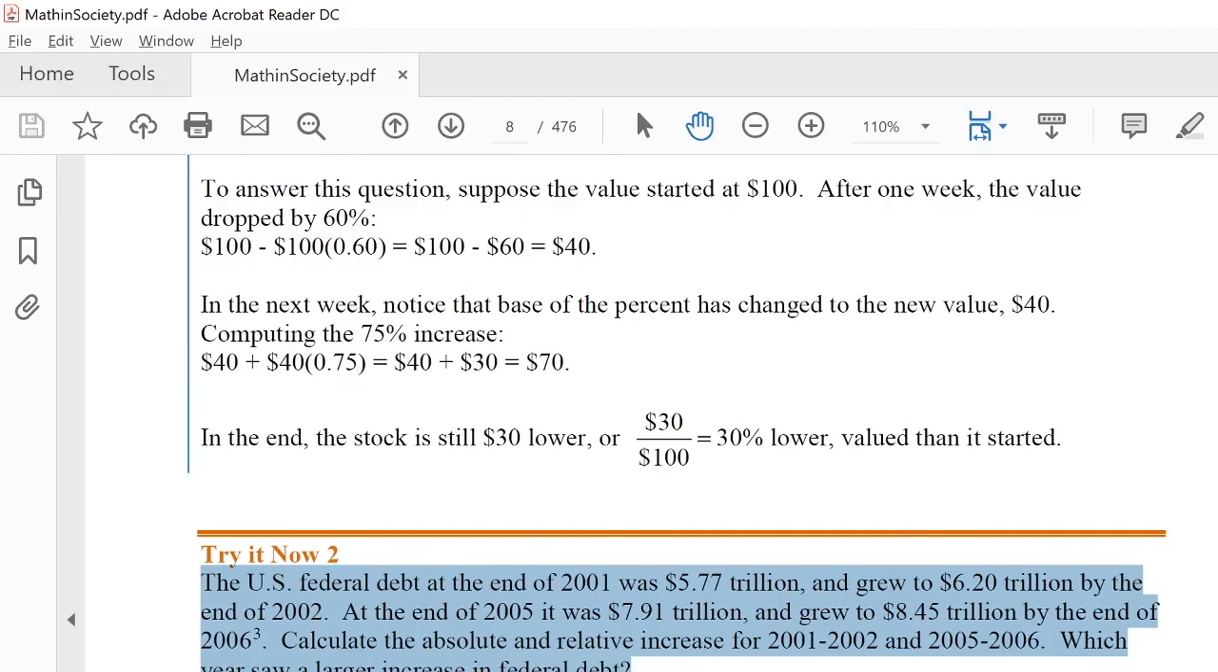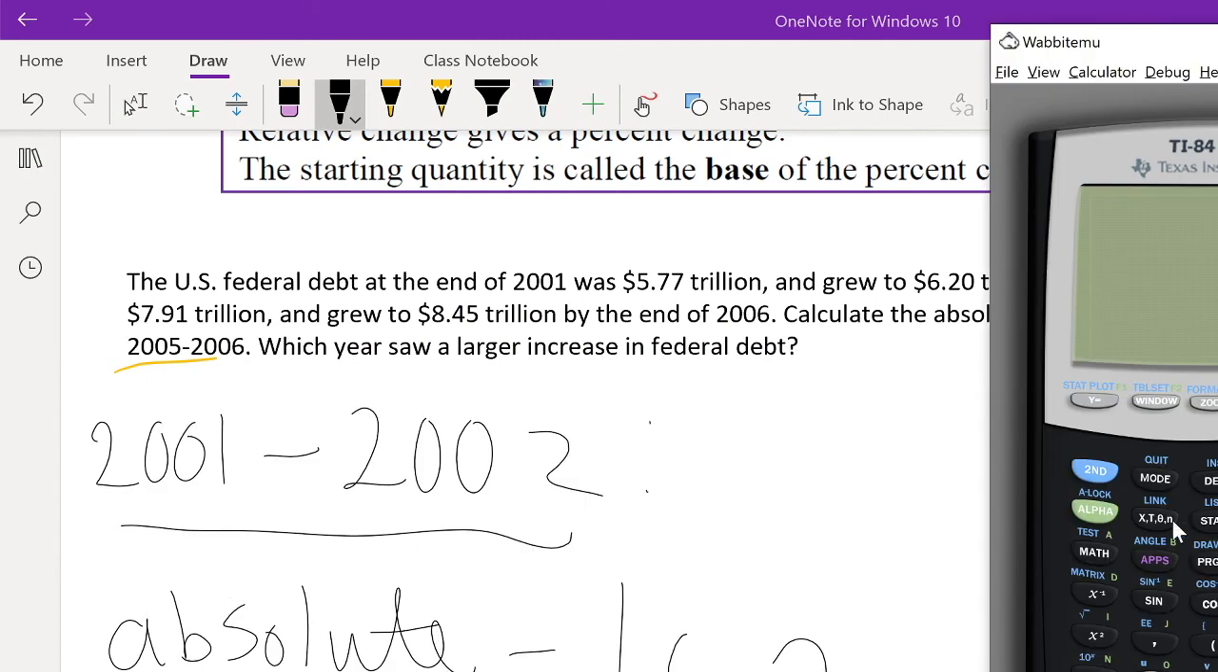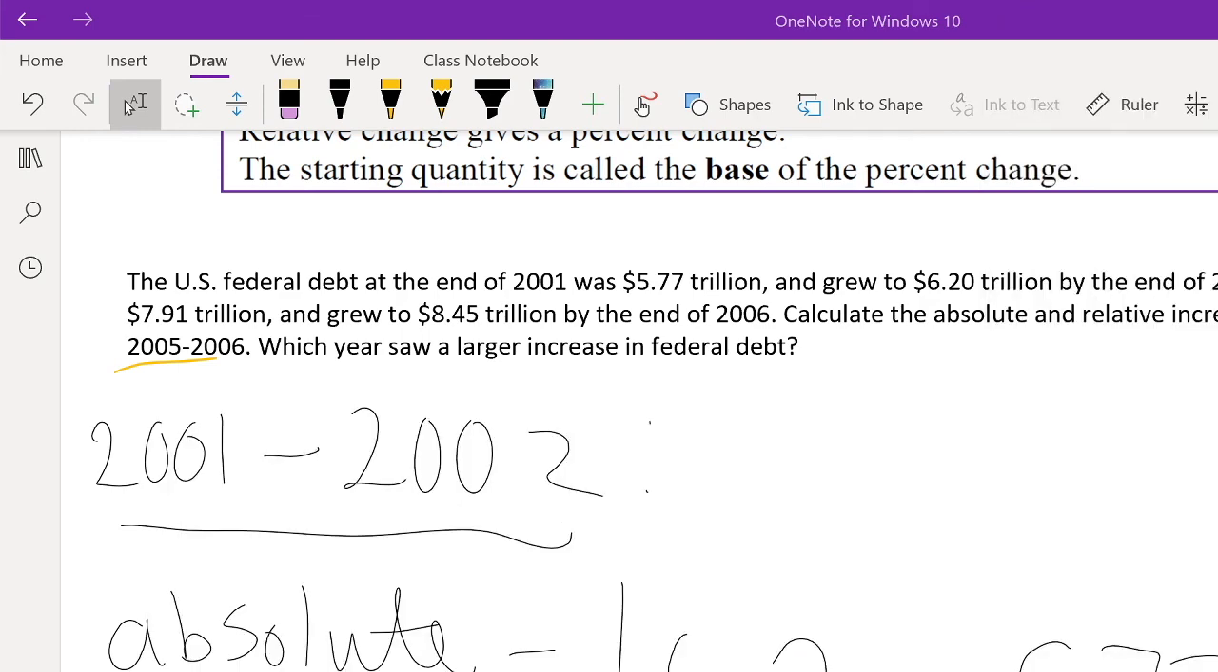Okay, so 6.2, let's take our calculator here. So 6.2 minus, what was it, 5.77. All right, so we get 0.43. And again, this is in trillions of dollars, right? So $0.43 trillion, also actually $430 million is what that actually corresponds to. Okay, and again, that is the absolute change.